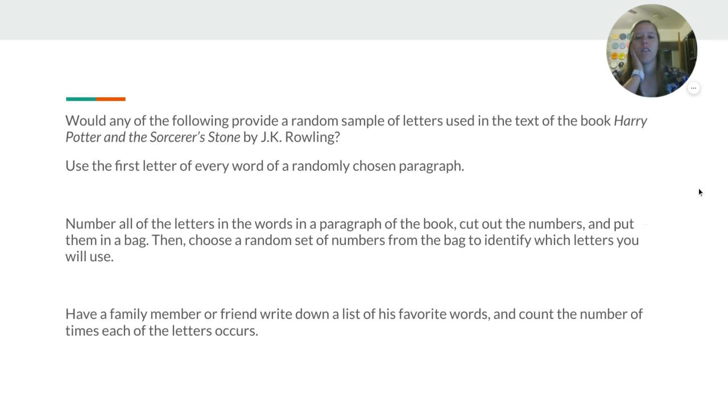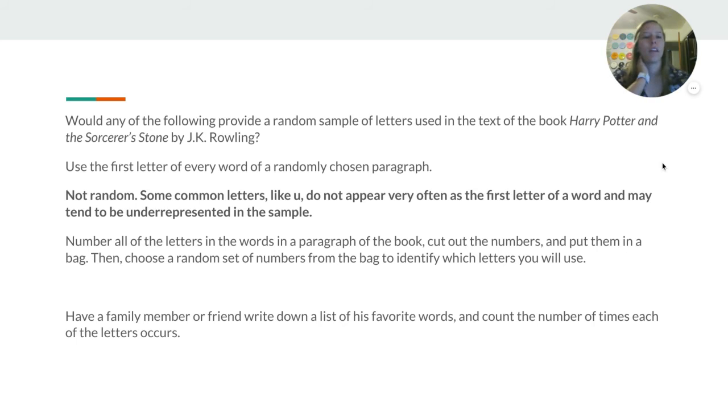All right. Now, this is going to be choosing a sample. So would any of the following provide a random sample of letters used in the text of the book Harry Potter and the Sorcerer's Stone by J.K. Rowling? Using the first letter of every word of a randomly chosen paragraph? That would be not random because some letters, that should say uncommon letters, I think. But U is not very common as the first letter of a word, so it might be underrepresented.